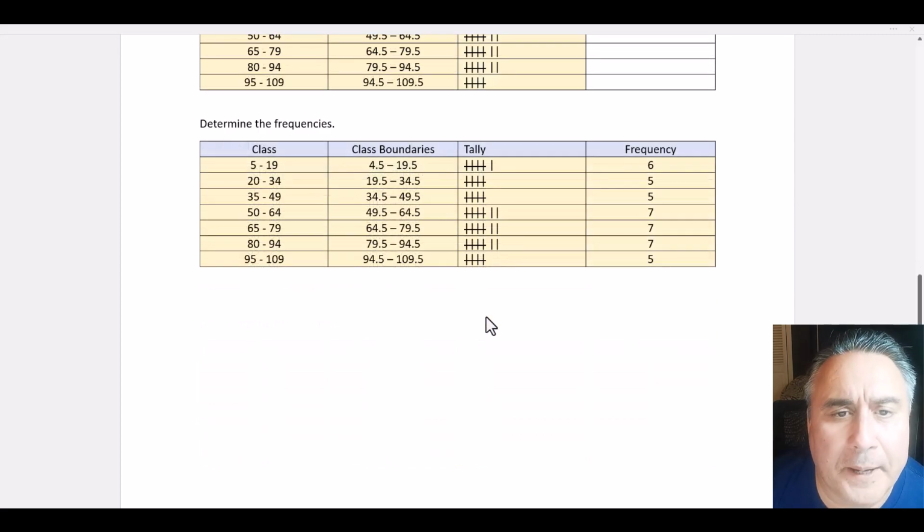The final step is to add up the tally marks for each class. So we can see that for the first class, we have 6 data values that fall into that class. For the second class, we have 5 data values that fall into that class, and so on. Once we have our table completed, we are now ready to analyze the data and then to construct graphs based on the distribution.